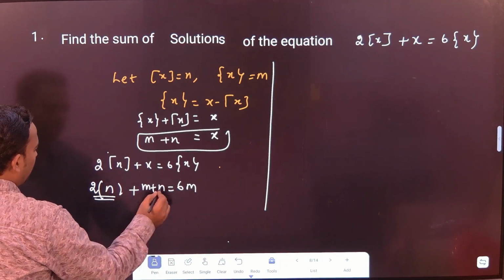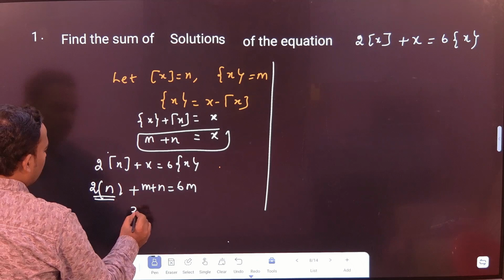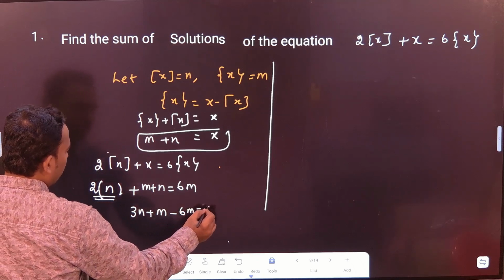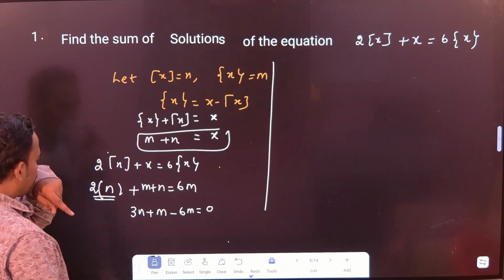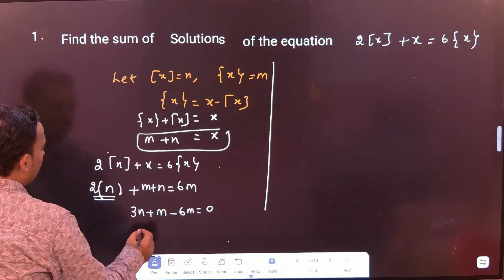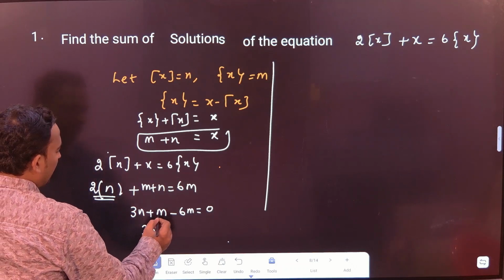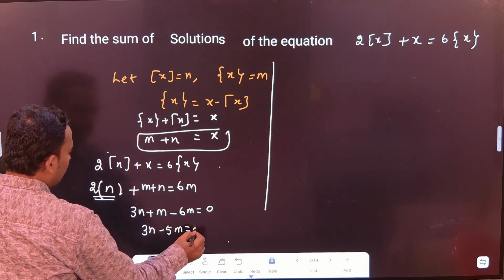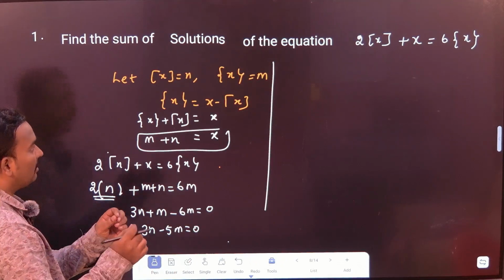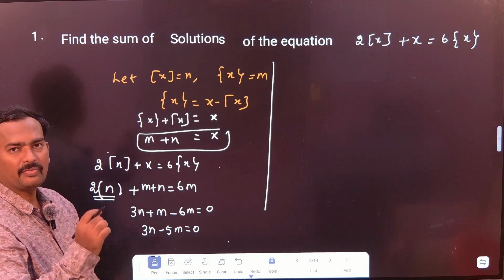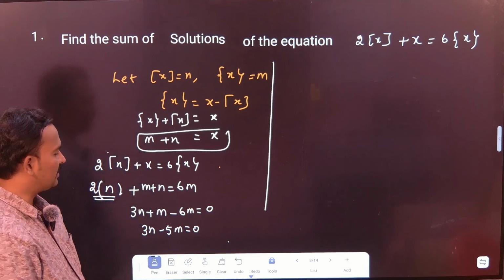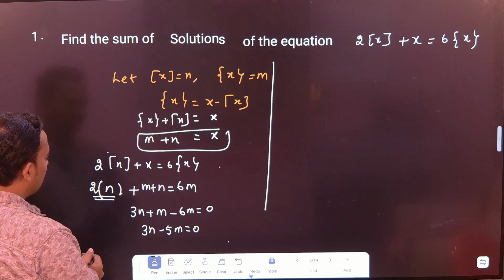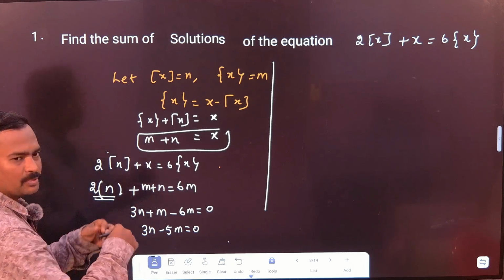You can see 2n plus n is what? 3n plus m, so minus 6m is equal to 0. Clear? So now 3n, and m minus 6m is what? Minus 5m is equal to 0. So we need a fractional part range. The fractional part lies only between 0 and 1, right? So therefore you have to write m in terms of n.